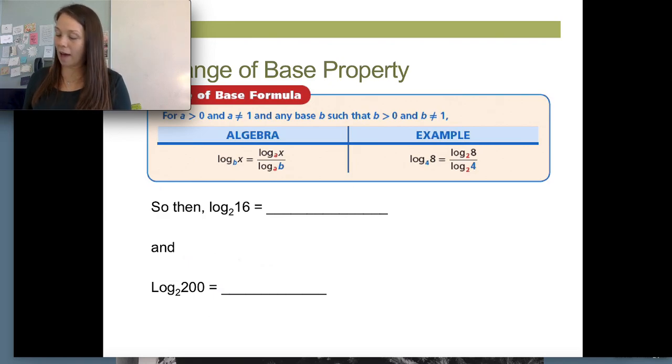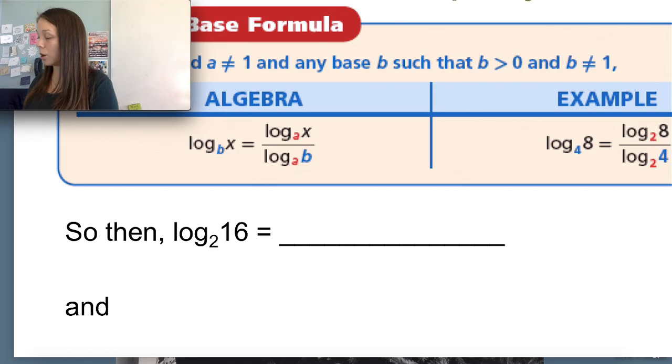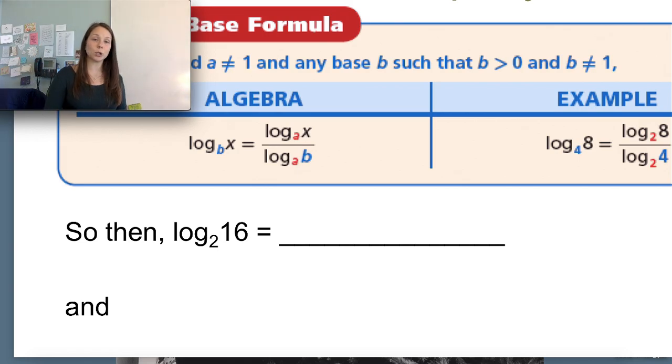So if I have log base 2 of 16, what I can do is use the change of base property and change it to any base I want to. Now, you can change it to a base where sometimes it works out that you can do this by hand, but not always. Sometimes you're going to have to use the calculator for your change of base, and you're going to have to write down some decimal answers. So I'm going to show you how to change it to a base of 10, and then what that looks like in terms of typing it into the calculator.